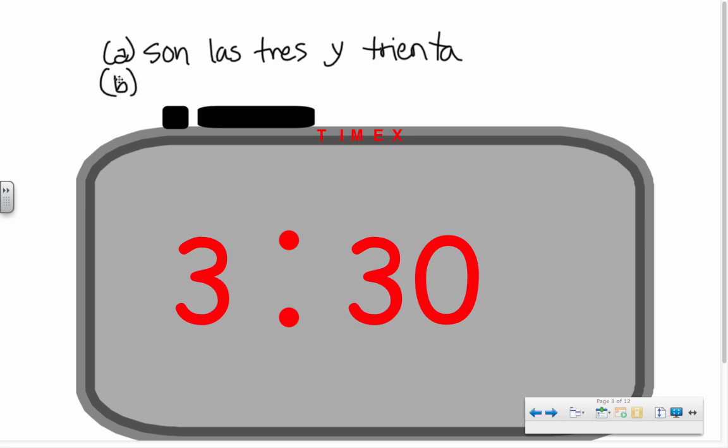But now, there's something else we can do here. Just like we say 1:30 or half past one in English, there's also a second way to say 30 in español. And that's going to be media, which means half. So here we could also say son las tres y media. Same exact thing. Either one is totally perfect. Whatever you want to do, okay?